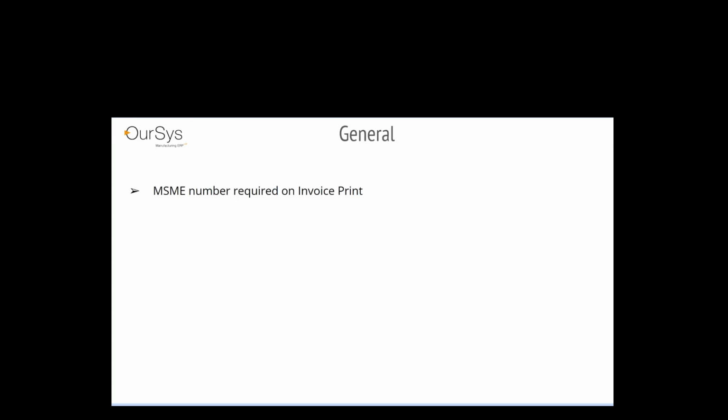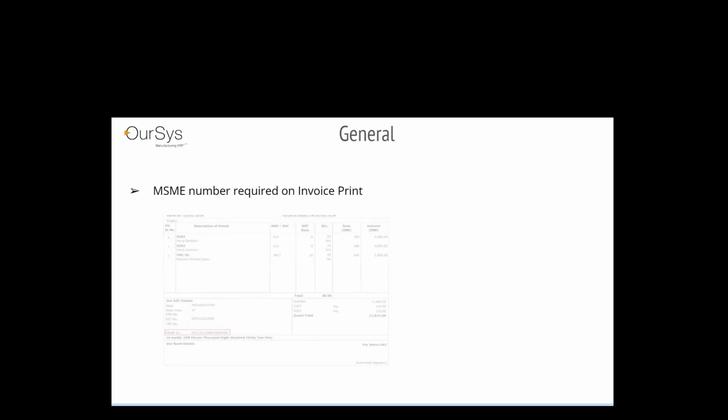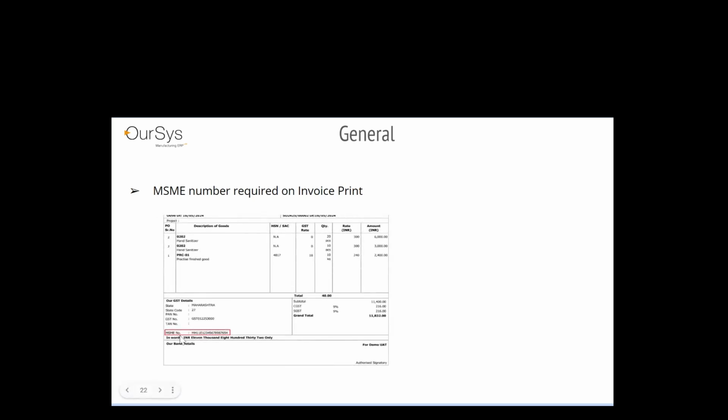Now, MSME number required on the invoice print. The government has made it mandatory that your MSME number should be visible to your customers on the invoice. So we have added the MSME number provision. You can contact our support if there is no MSME number on your invoice print, and they will help you to update that. In the invoice print, you will be able to get your MSME number.